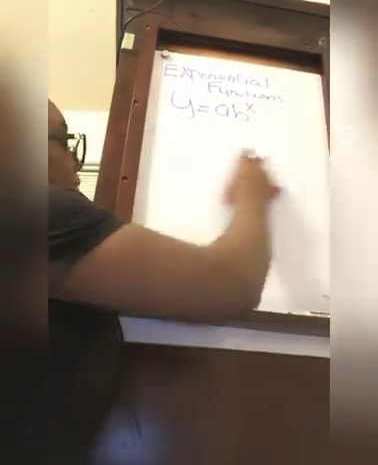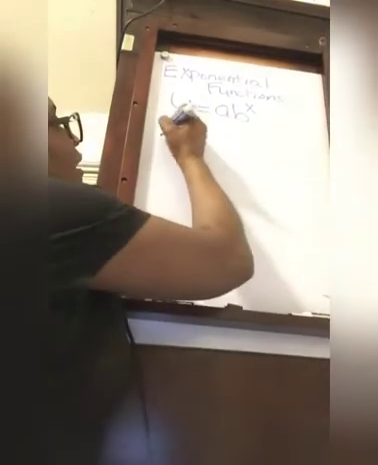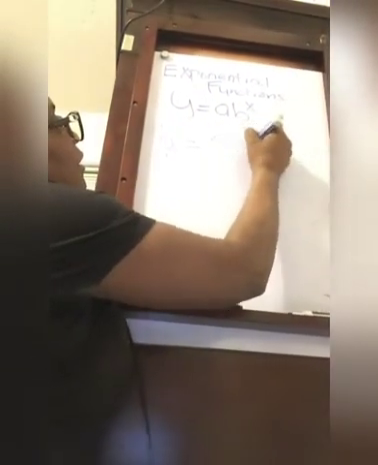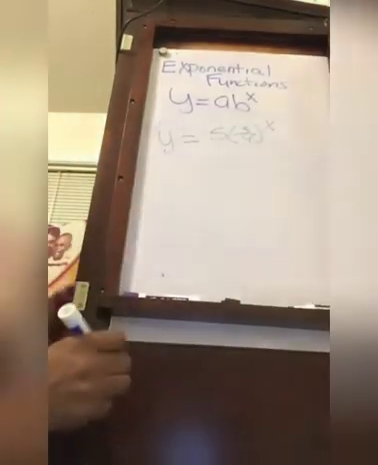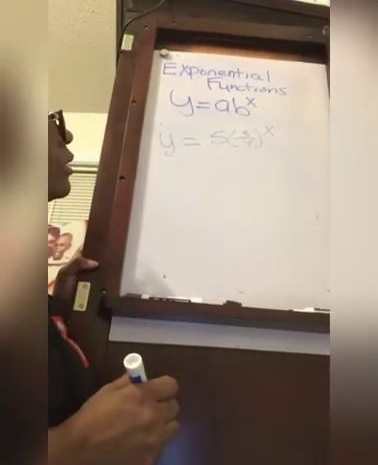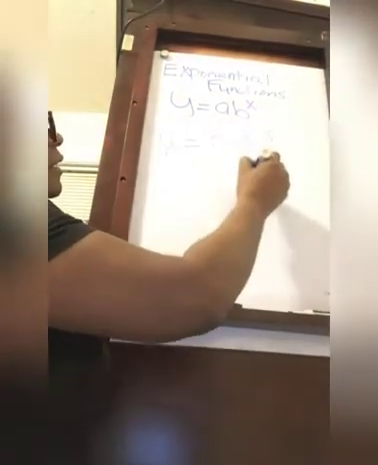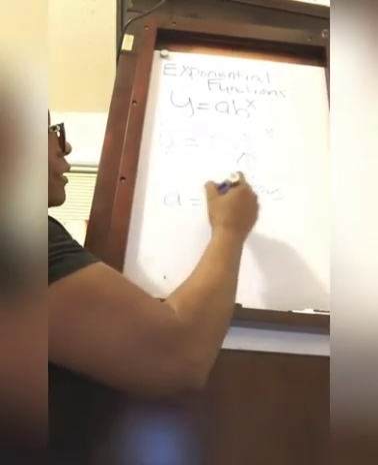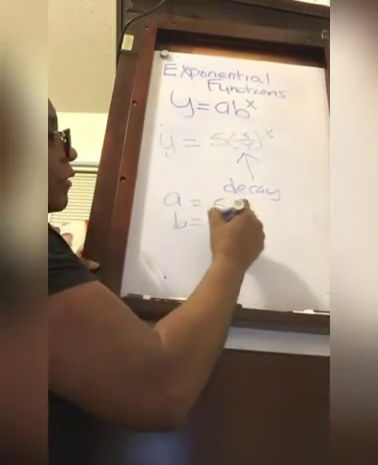Let's talk about a decay. I'm so excited. Y equals 5 times 3/4 to the x. Is this a growth or decay? This is definitely a decay, because A equals 5 and B equals 3/4.